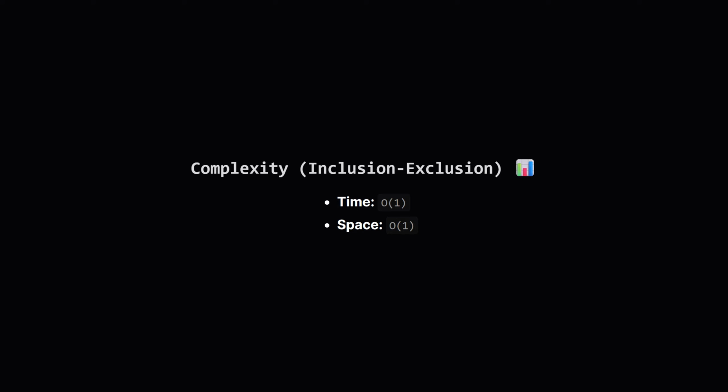For space, again, we're just using a few variables. So the space complexity is also order 1, or constant space. This is a huge improvement over the order limit squared enumeration method.